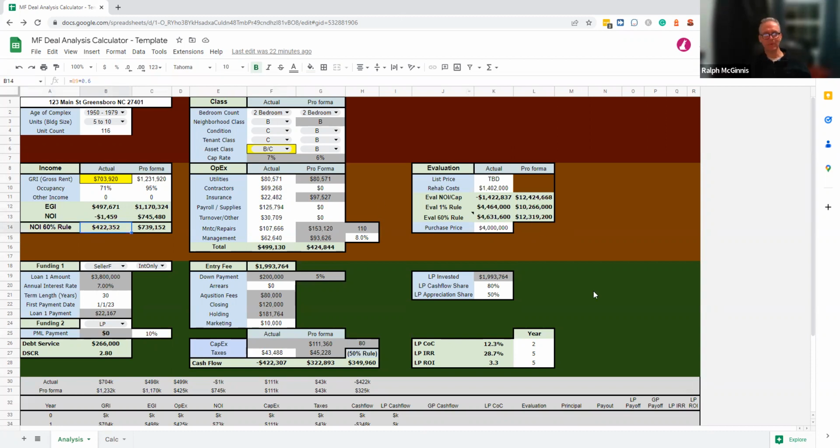Any questions before we move on to the next section? All righty. So now for the green stuff.